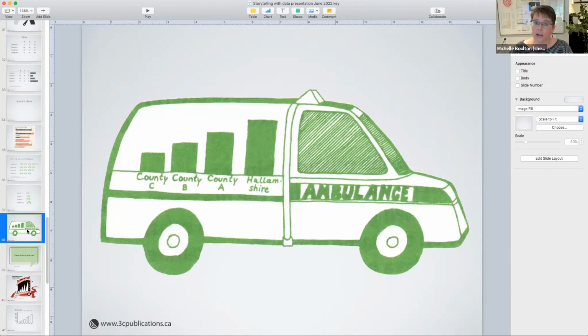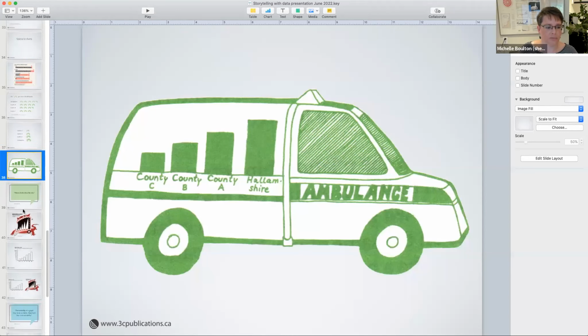So if we took a really close look at this, you can see that the data creators here obviously understood this. So they've embedded this little bar chart in their icon, which I thought was kind of cute.